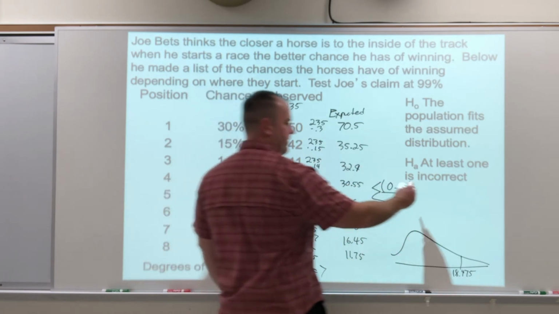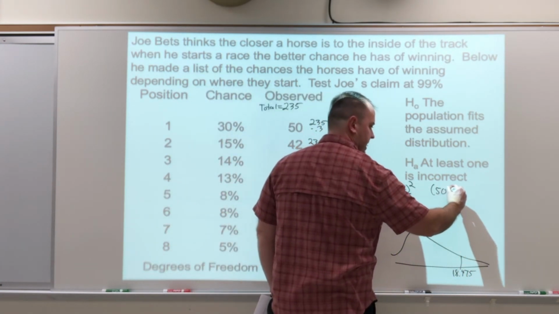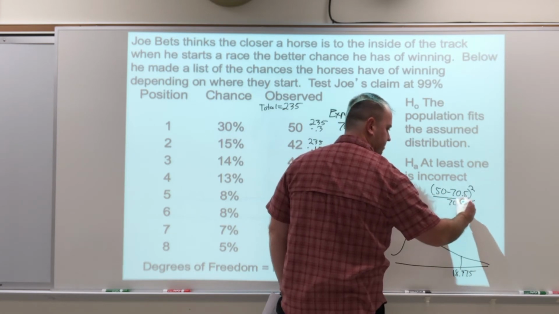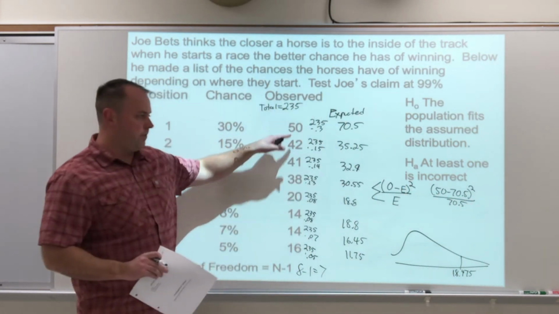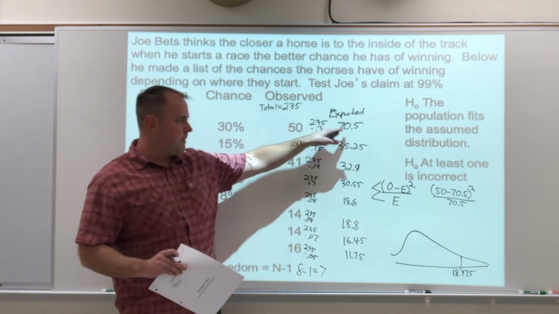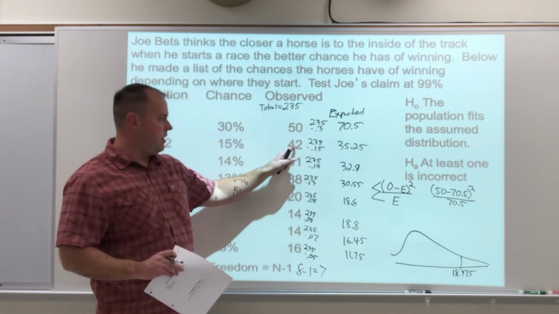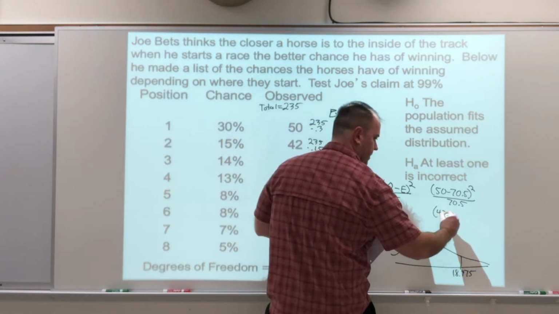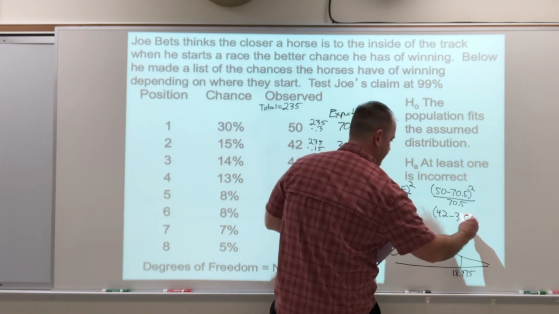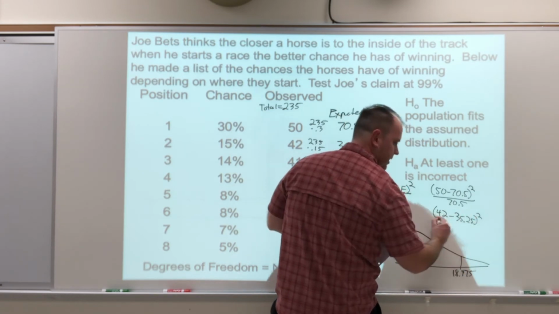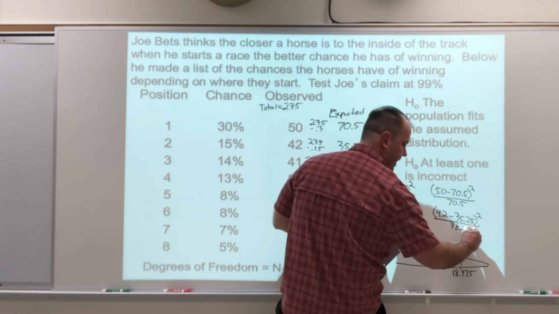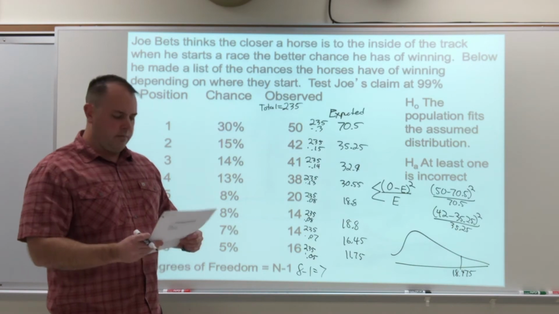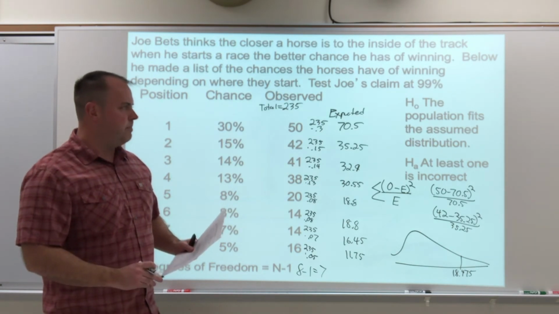You should have 50 for the first one, minus 70.5, squared, divided by 70.5. Okay, so that's what you're going to be doing for each one. 50, our observed, minus our expected 70.5, squared, divided by the 70.5. Our next one would be 42 minus 35.25, squared, divided by 35.25. And you're going to keep doing all that for all of our test stats. Okay? So I'm going to real quick write them on the board and add them up and see what we get.